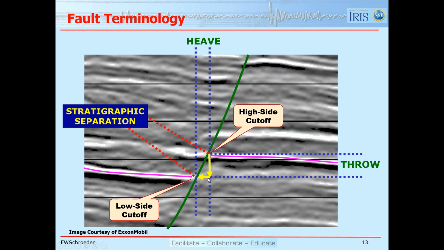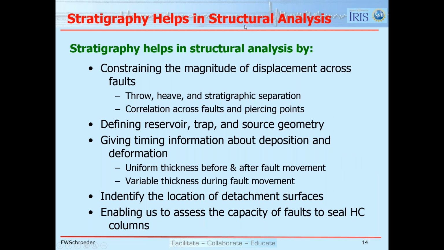So our stratigraphy can help us in our structural analysis. It can constrain the magnitude of displacement across the faults. We can figure out the throw, the heave, and the stratigraphic separation. And we can correlate across faults, and we can come up with some piercing points, points on the high side and the low side that we think at one time were continuous before the faulting caused the offset. We can define reservoir, trap and source intervals and geometries.